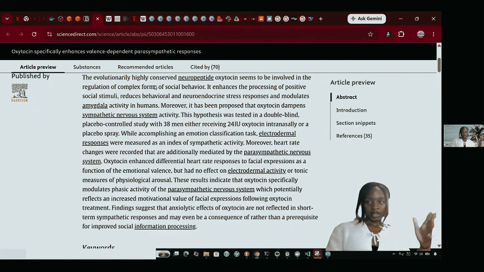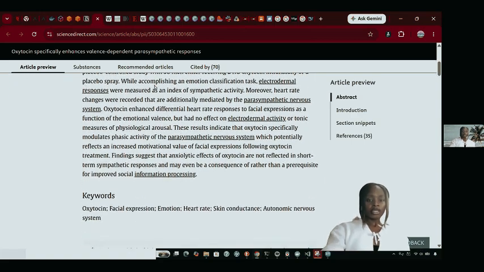Your nervous system is divided into your sympathetic and parasympathetic nervous system. Your sympathetic nervous system has to do with your fight or flight or fawn or freeze response, while your parasympathetic nervous system is more chill and laid back. So the results from this research indicated that oxytocin specifically modulates physical activity of the parasympathetic nervous system, which potentially reflects an increased motivational value of facial expressions following oxytocin treatments.